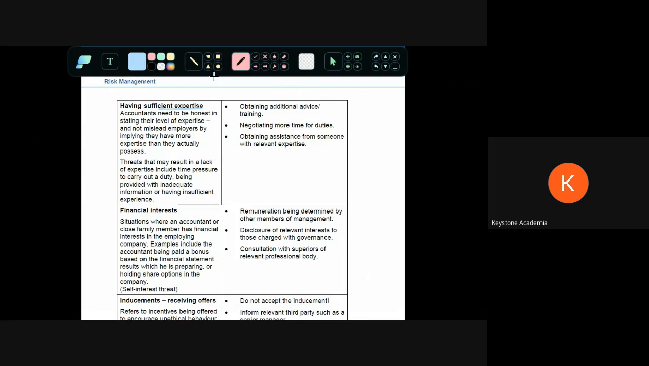Having sufficient expertise. If someone gives you some work and you don't know how to do that, you should be truthful with them and tell them that you don't have that level of expertise, or otherwise obtain the additional advice required to do that work, get the training for that, or negotiate one more time about the duties. Maybe duties could change, or obtain assistance from someone who has that expertise.